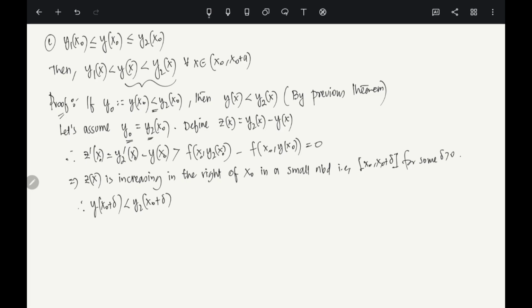Okay, now you see you have your new initial condition, which is x naught plus delta. If you think of it, y1 and y2 start from x naught plus delta. So for all x after x naught plus delta, y of x must always be less than y2 of x for all x greater than or equal to x naught plus delta. This will imply this. This is from the previous theorem.